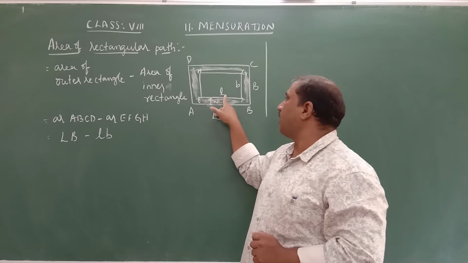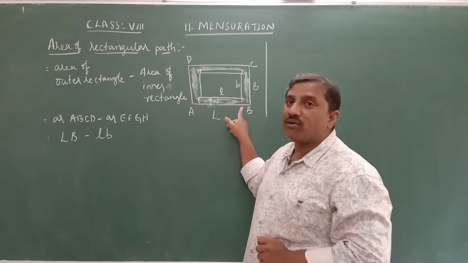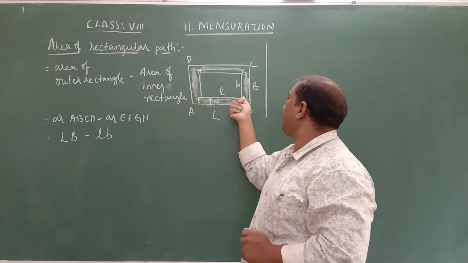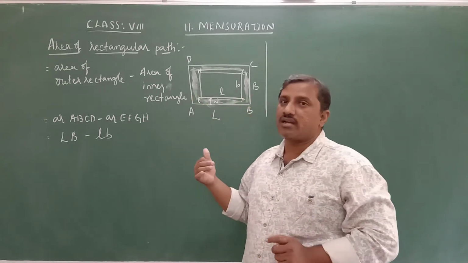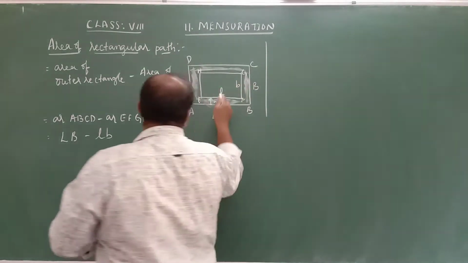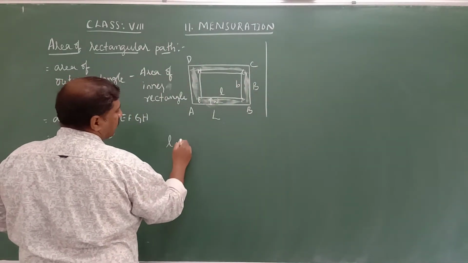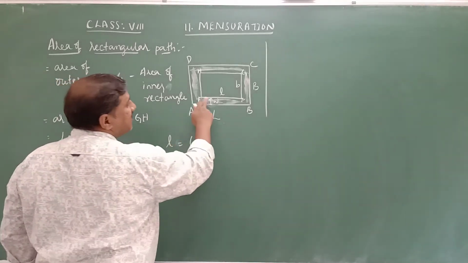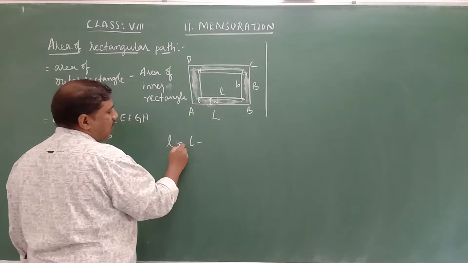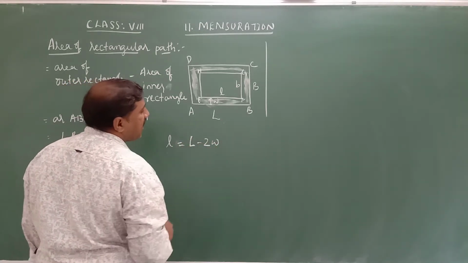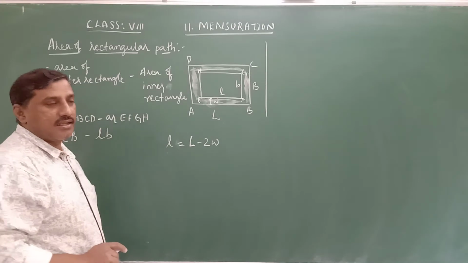So small l from the capital, that is from the outer rectangle length, if you subtract here one width and here one width, we will get the inner rectangle length. So here what is l? This l, that is small l, the length of the inner rectangle, is equal to the length of the outer rectangle minus 2 times the width of the path.